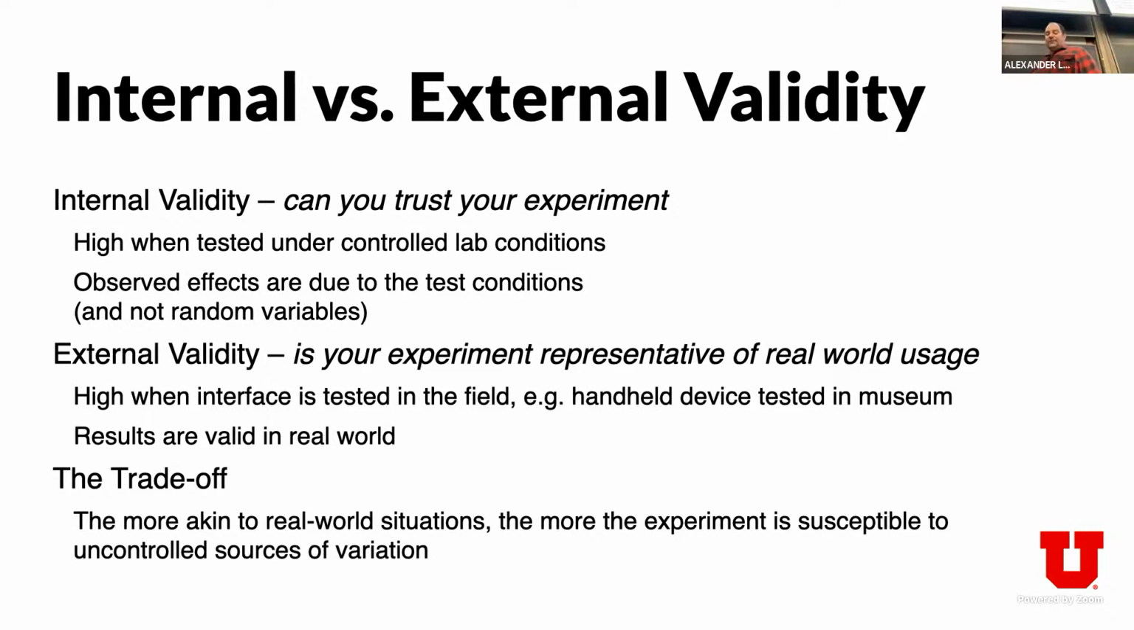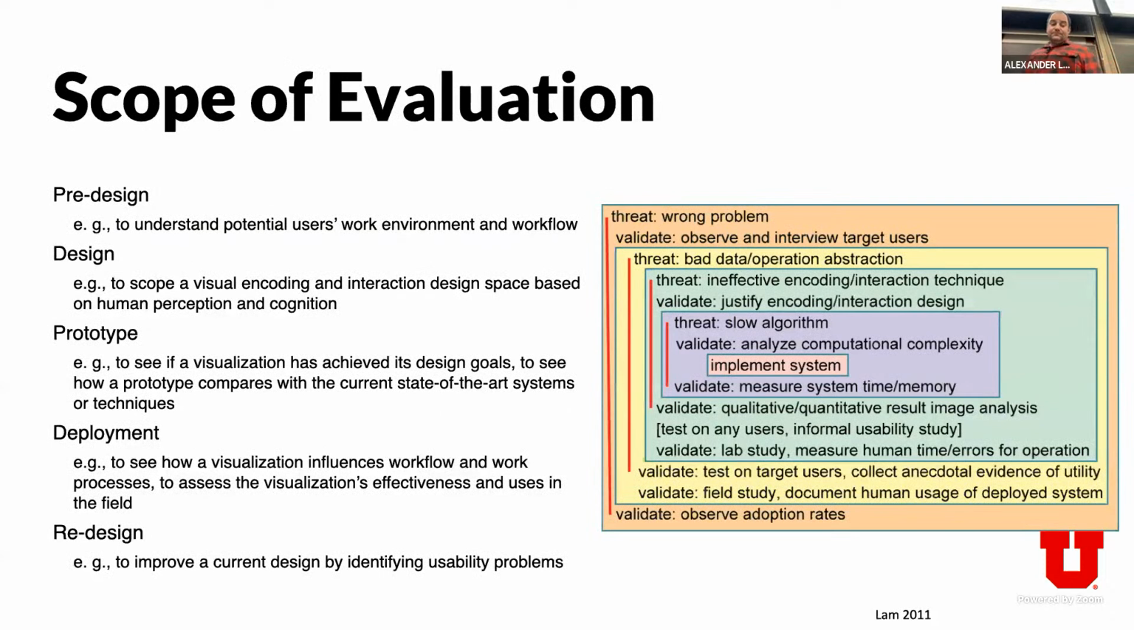Whereas external validity is about, is your experiment representative of real world usage? And this is high when an interface is tested in the field. For example, if you use a handheld device and run a test in a museum to explore the collection, what you learn is whether the results are valid in the real world, but you don't actually know exactly what led to these results. So the trade-off is that the more akin you have something to a real world situation, the more your experiment is susceptible to uncontrolled sources of variation, because lots of things can go wrong in complex real world scenarios.